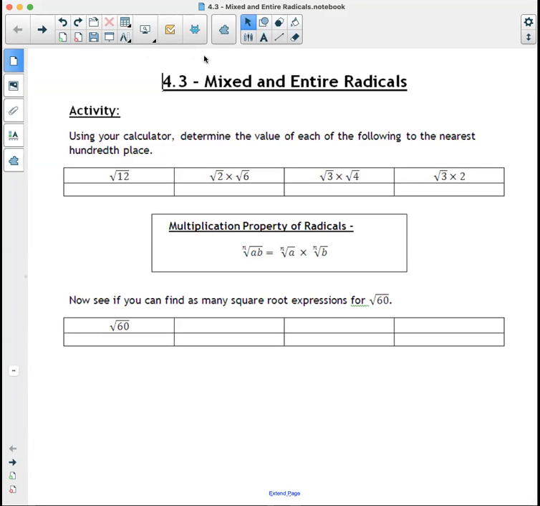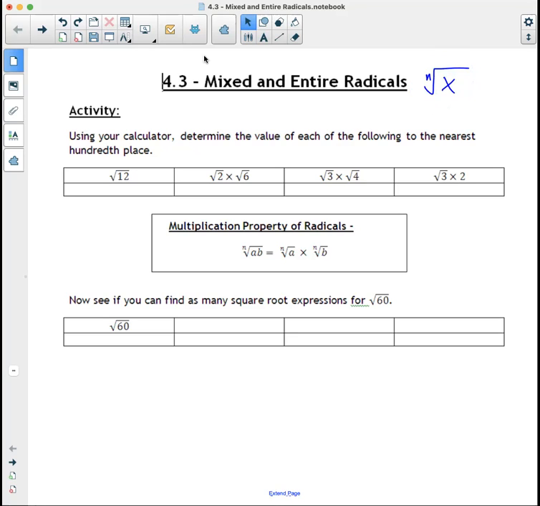Hello, everybody. So for today's video lesson, we're going to be learning about mixed and entire radicals. Just a refresher from last lesson: whatever the n is here is going to be the index of our radical. Whatever is underneath the square root is called the radicand, x in this case. And the entire thing here is called the radical.